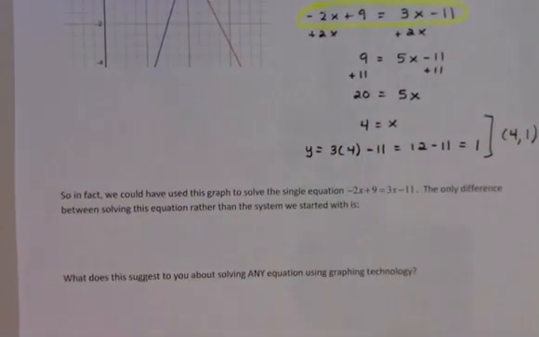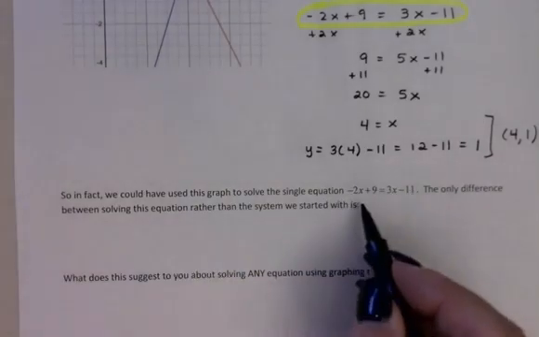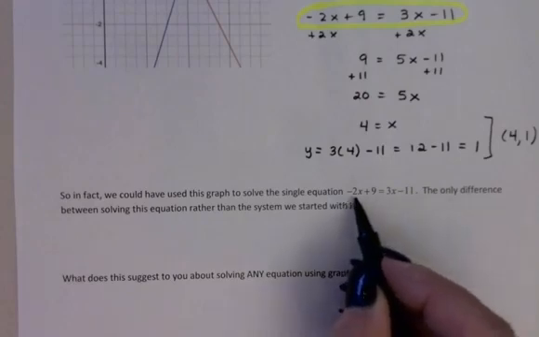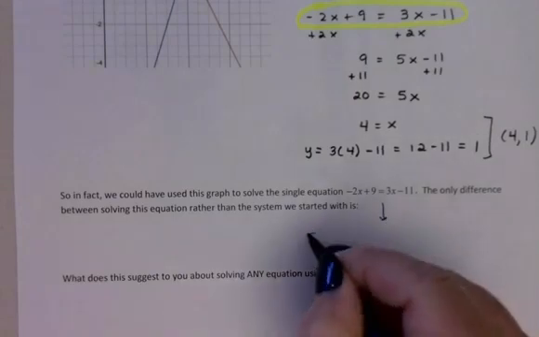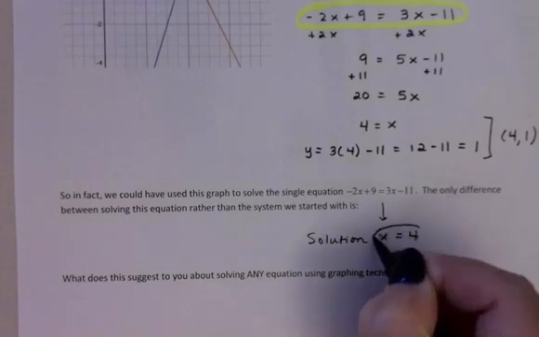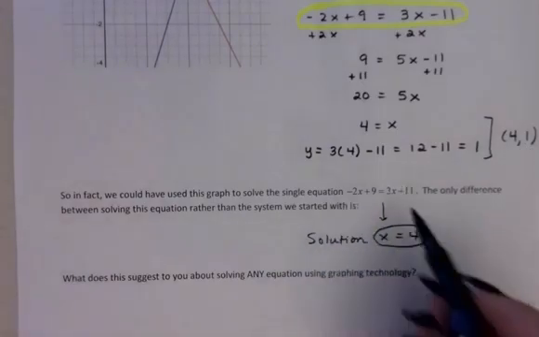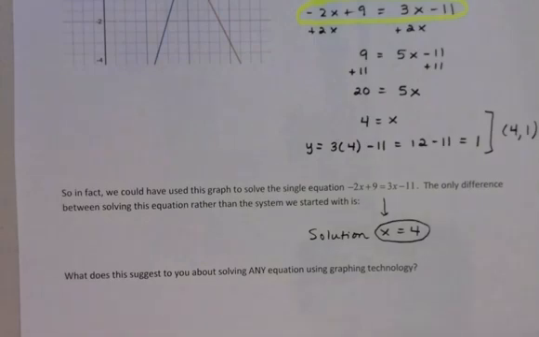One subtle point that's worth talking about. Yes, we could have used our graph to solve that equation. However, there's one difference between the solution to this equation and the solution to the system. This equation only contains the variable x, so the solution would just be x equals 4. The fact that the y value is 1 may be true, but y was not part of the original equation, so we wouldn't include it. We'll keep that in mind as we solve other systems graphically.